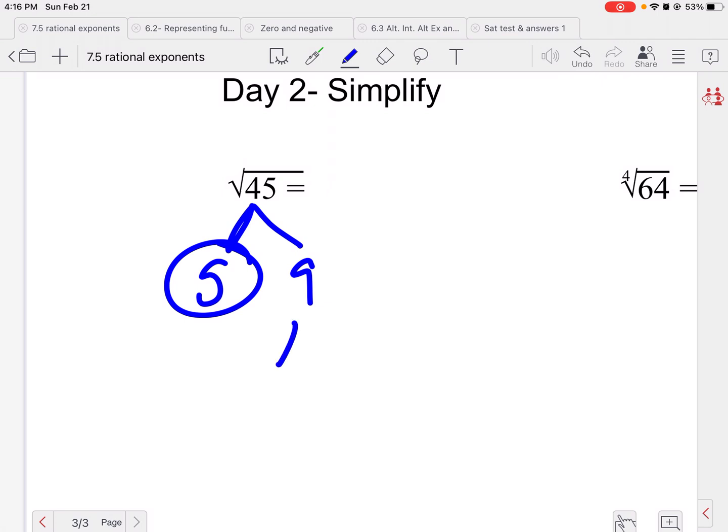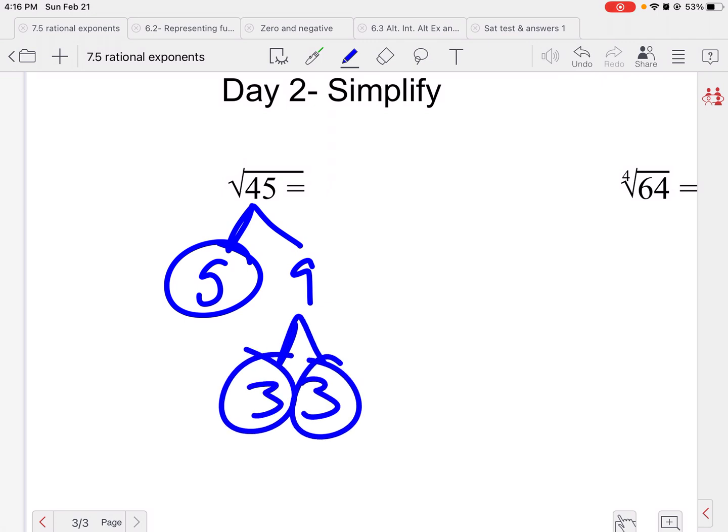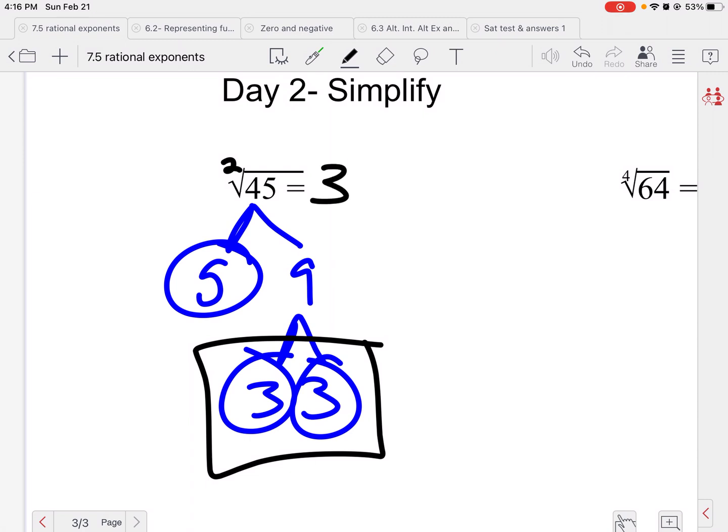Not helpful. Well, 9 is 3 and 3. And 3's are both prime. I see I have a set of buddies. I have 2 3's, and I know I need 2 buddies because there's an invisible 2 there. So I can pull one of those 3's out, and they both are gone now. And I'm left with a 5, so we have the square root of 5. So the square root of 45 simplifies to 3 square roots of 5.